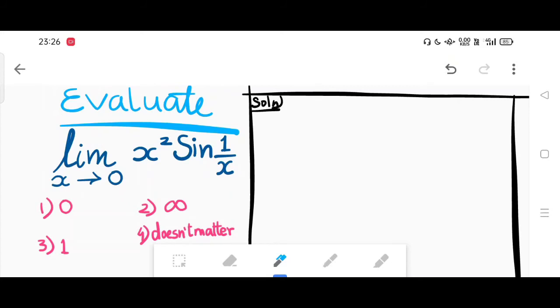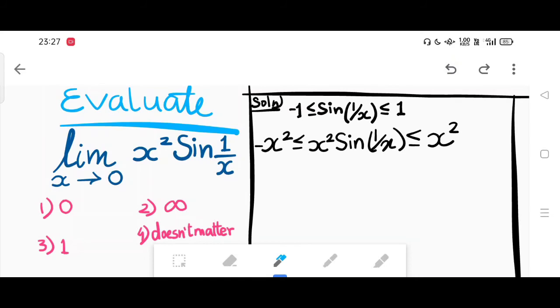In this question, the term is x square multiplied into sine of 1 by x. So I try to find an inequality in which the middle function is x square multiplied into sine of 1 by x. What I know is that sine theta lies between -1 and 1. So I can say that sine of 1 by x is greater than or equal to -1 and less than or equal to 1. Now I'll multiply x square on all three sides, so the middle term becomes the term of which we have been asked to find the limit. Multiplying x square on all three sides, we get minus x square is less than or equal to x square multiplied into sine of 1 by x, which is less than or equal to x square.